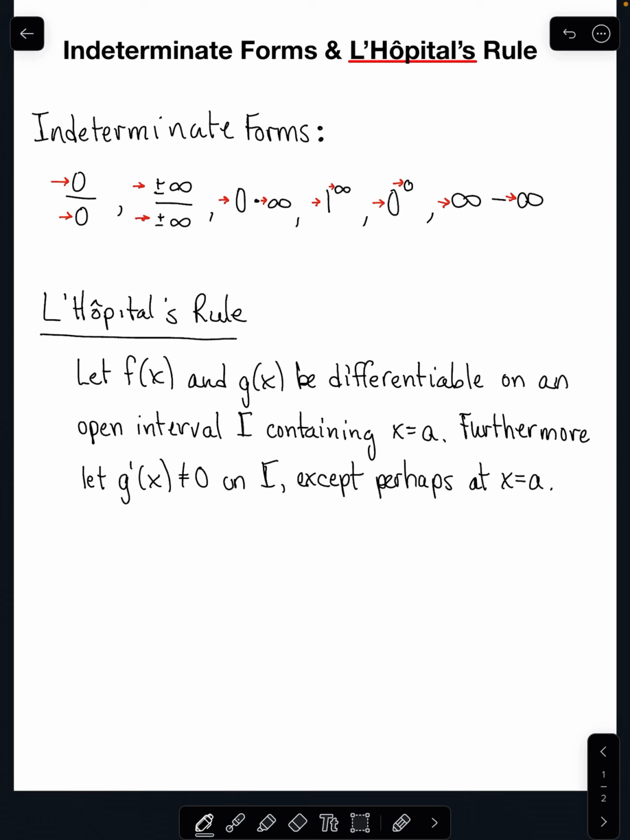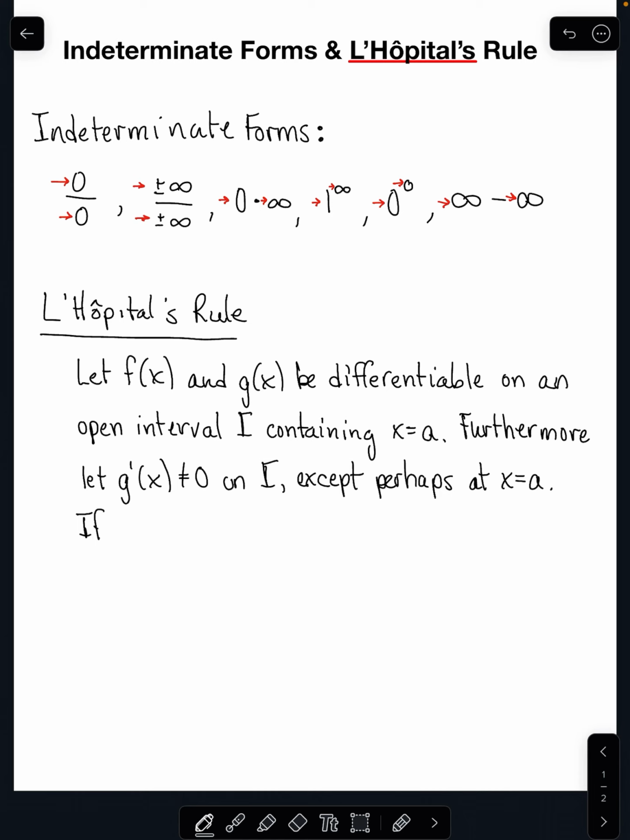So at the target value, if g prime happens to be 0, that's okay. We will deal with that if it occurs. But it doesn't really matter whether it does for the most part, because we are concerned in doing a limit with what's happening as we approach x equals a.